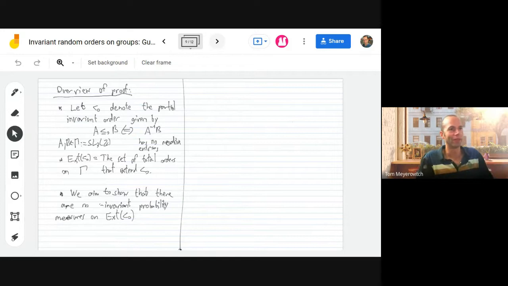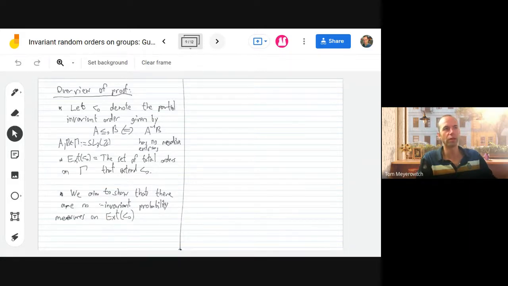So again, the overview of the group. I am denoting the partial order which I want to extend by less than 0. It's defined this way, no negative entries. I'm denoting by X of gamma, less than 0, the set of total orders that extend this particular one, and our job is to show that this space does not support a gamma invariant probability measure.